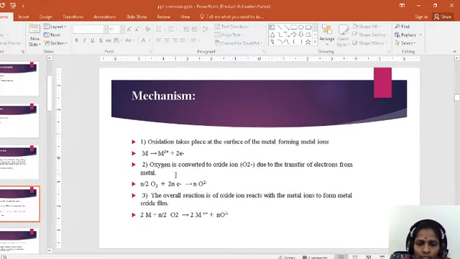Now by adding these two reactions, we can get the overall reaction. The two electrons get cancelled. So we can write 2M + n/2 O2 giving 2M^n+ + nO2-. This is the overall cell reaction of the oxidation reaction. These two form the metal oxide. This metal oxide is also called the oxide layer on the surface of the metal.